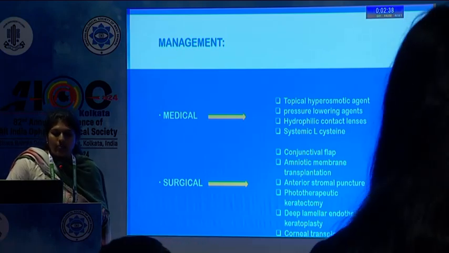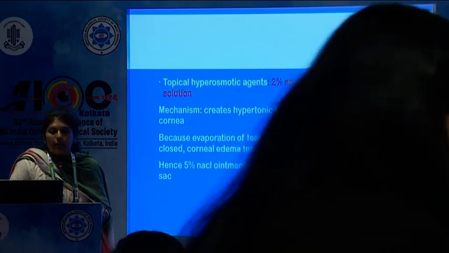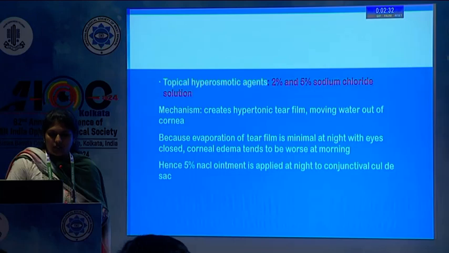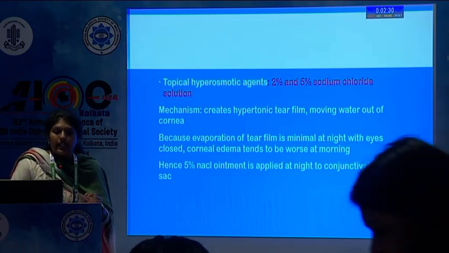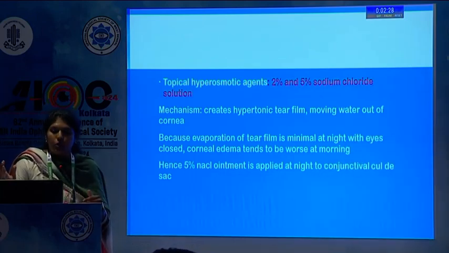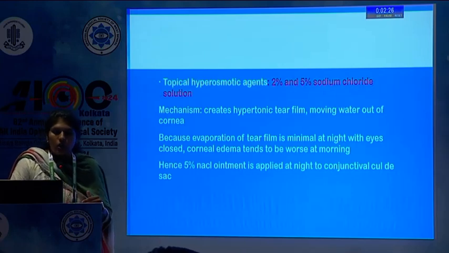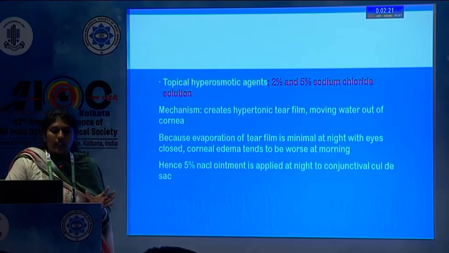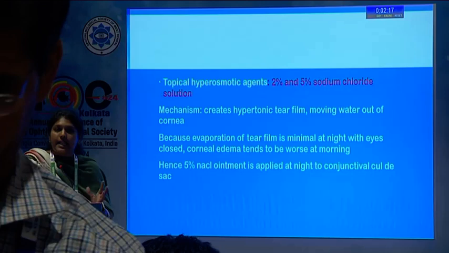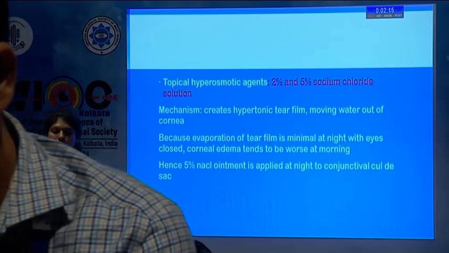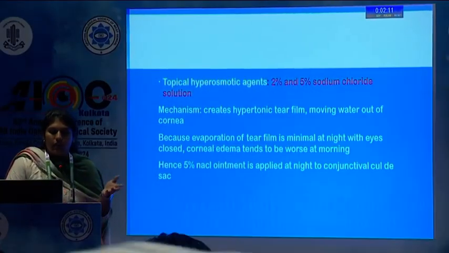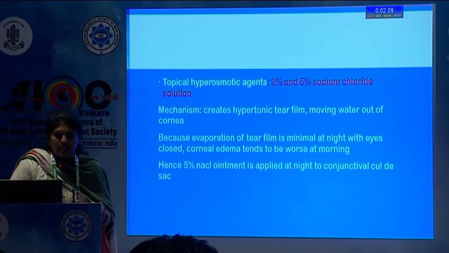Now we move on to the medical management, that is topical hyperosmotic agents. This here is 2 and 5% sodium chloride solution. The main mechanism is that it creates a hypertonic tear film, moving the water out of the cornea. The 5% NaCl ointment is applied at night to the conjunctival cul-de-sac. This is because at night, when we close the eyes, there is less evaporation of water from the cornea, so the corneal edema tends to be worse in the morning. Hence, to prevent this, we use 5% NaCl ointment.